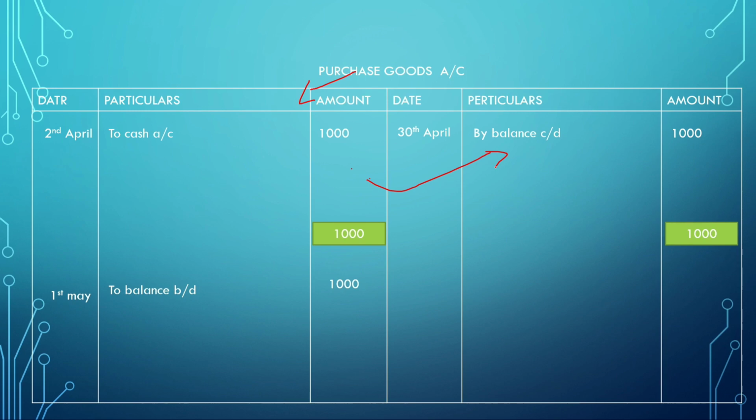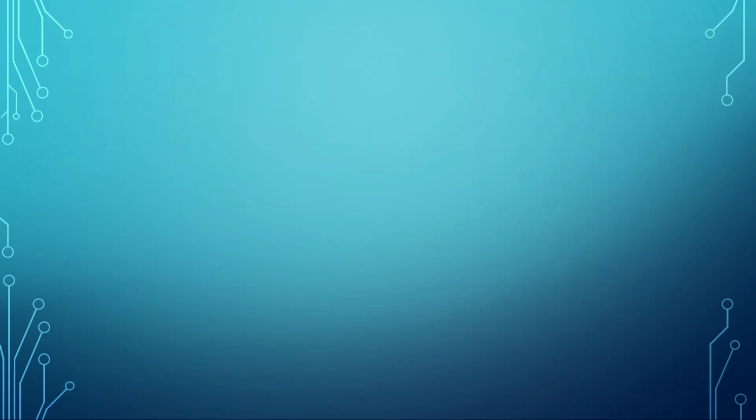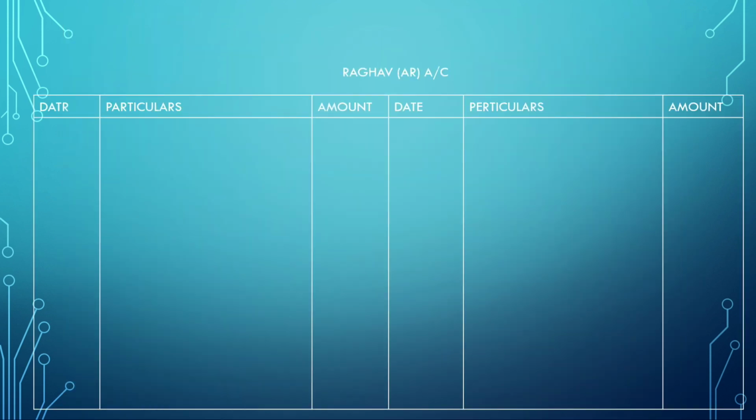And the next item. Cash is completed. Now we want to open Raghava's personal account, which is an accounts receivable. So we'll open the Raghava ledger account. Raghava account is a debit. This transaction happened on 3rd April.